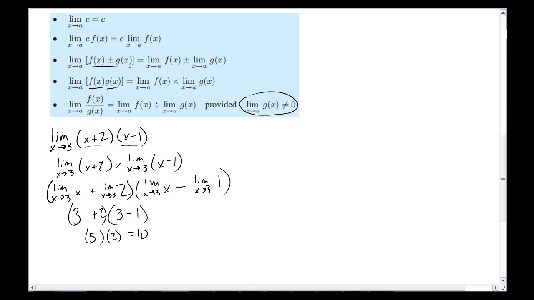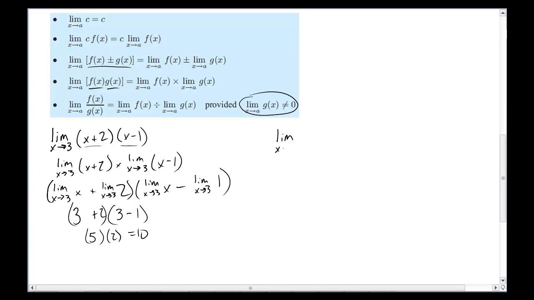Alright, so pretty easy. You probably could have done that all in one step, but again, I'm trying to get you familiar with the different rules. Now, let's just look at one more. I want to make sure that we include this idea of the division.